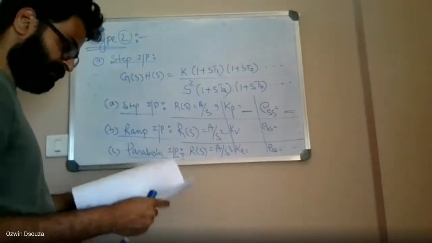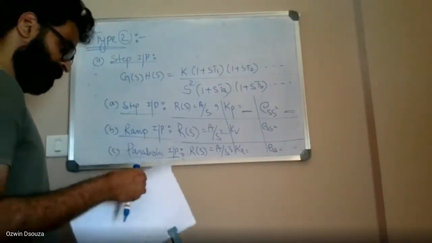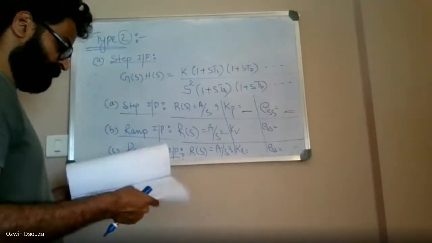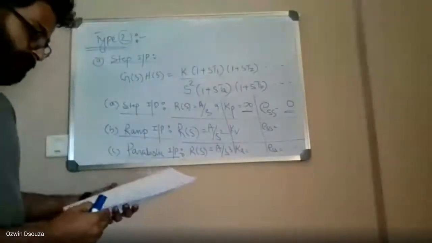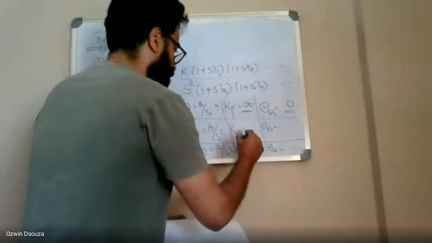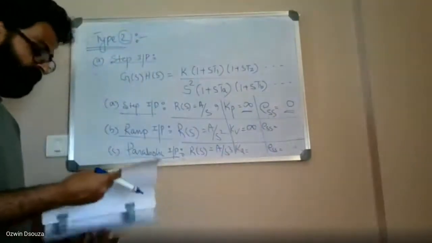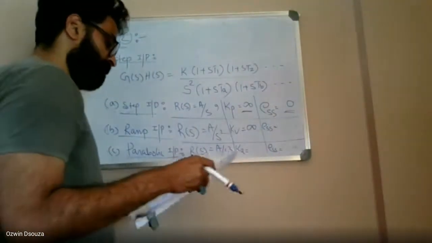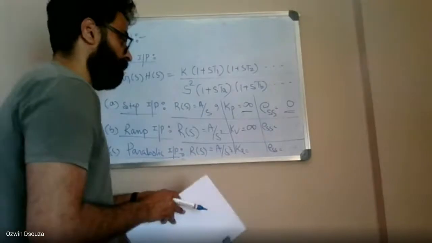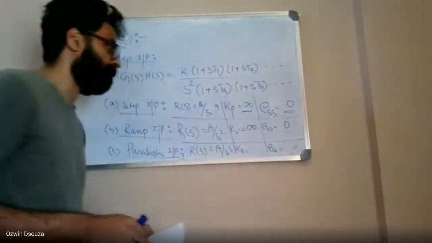Dion has come up with the answer. Type 1, where is type 2? Okay, type 2 is here. So KP is infinite, correct? And steady state error is 0. So tell me whether it is right or wrong. And for a ramp input, KV is infinite. And steady state error will be 0. Okay, 1 by infinity you will get, that is 0.